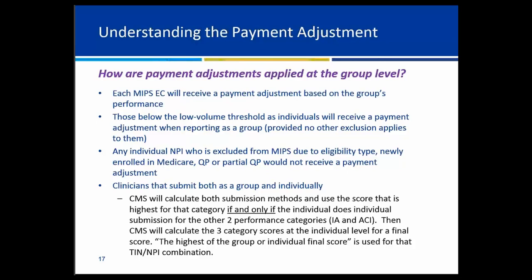Right. Ours was claims on an individual basis, but then we were able to submit it as a group for the IA so that we can include those ones that are low threshold. Okay, so I guess we'll just wait and see.